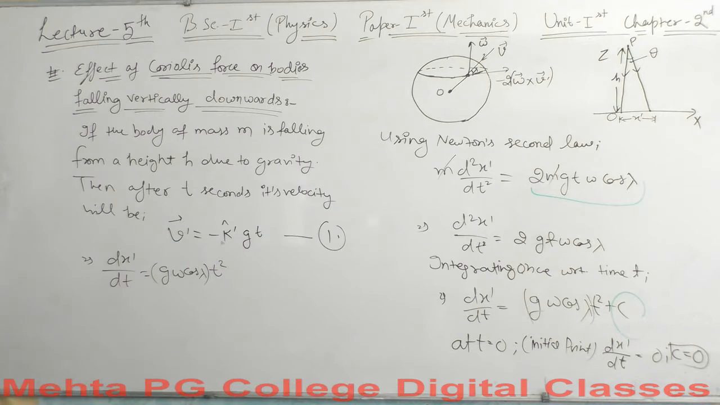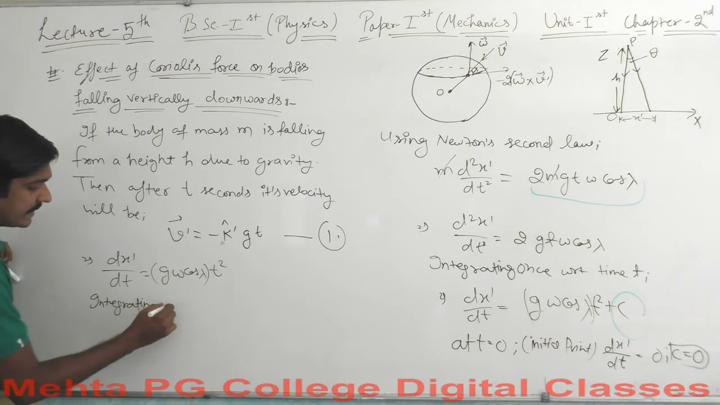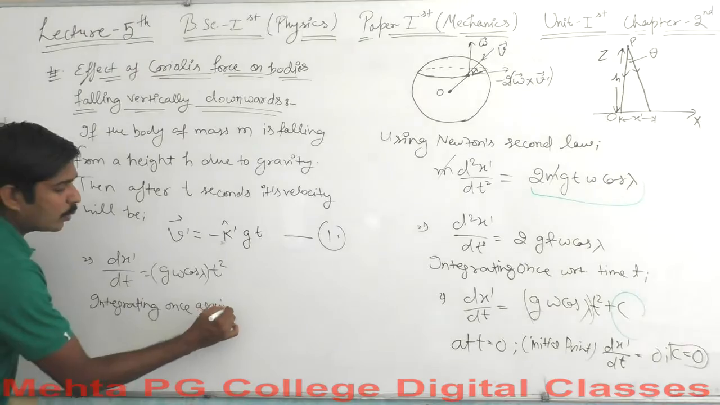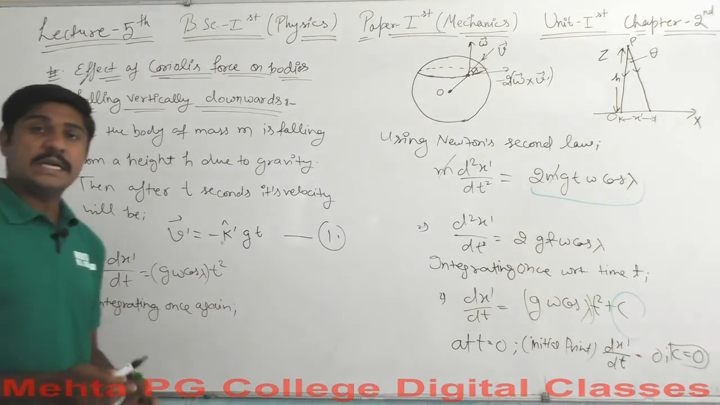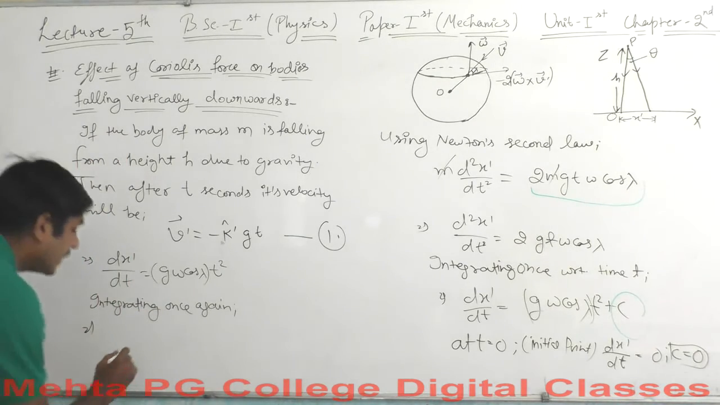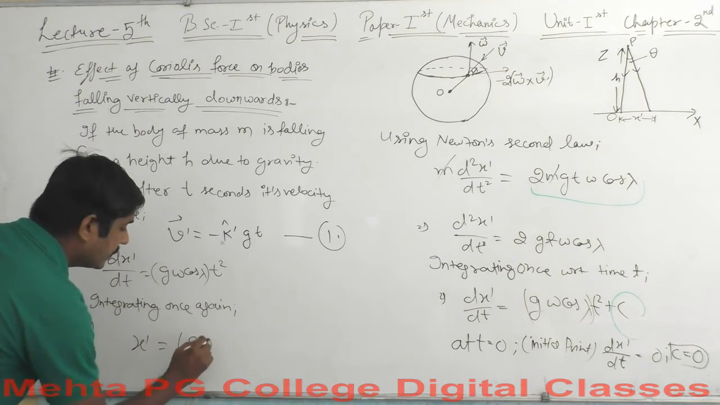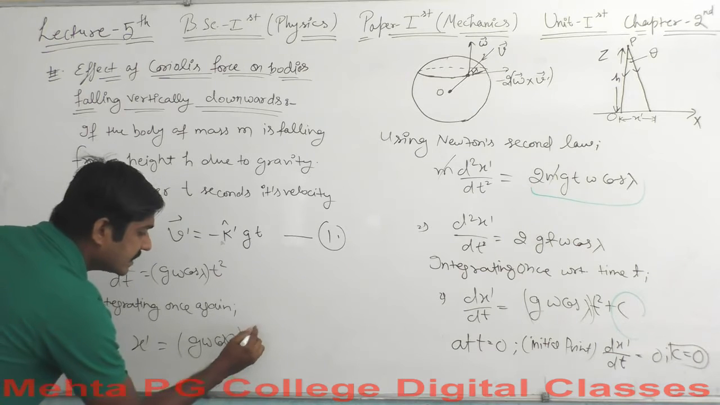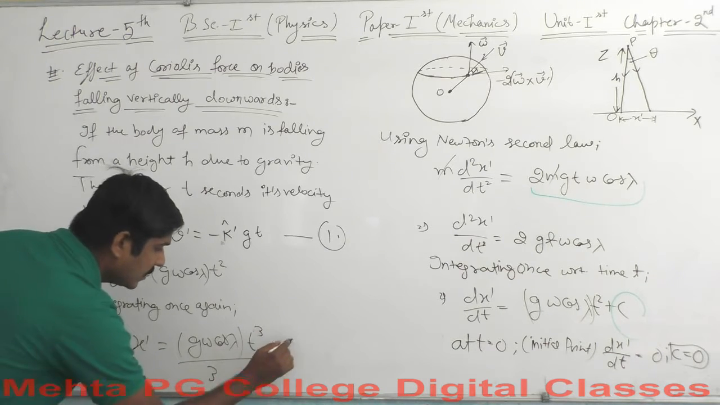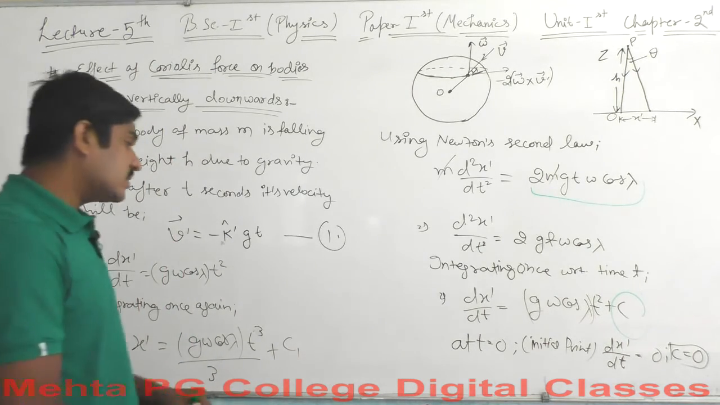So we should integrate it again. Integrating once again, we will have the component of displacement. Let's say this is x dash only, and x dash will equal g omega cos of lambda t cube over 3 plus again an integration constant, let's say c1. So we have to find out the value of c1 again.